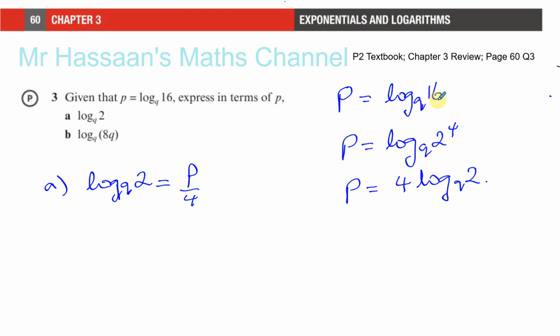Okay, so you just change the 16 into 2 to the power 4, and then you can express it in terms of log to the base q of 2. That's part A done pretty easily. Part B, log to the base q of 8q. Okay, now log to the base q of 8q.